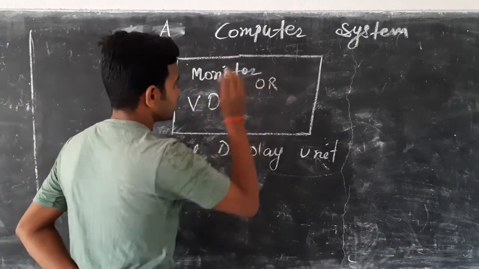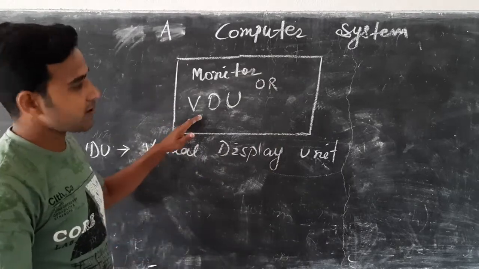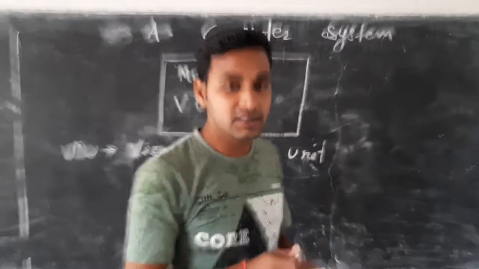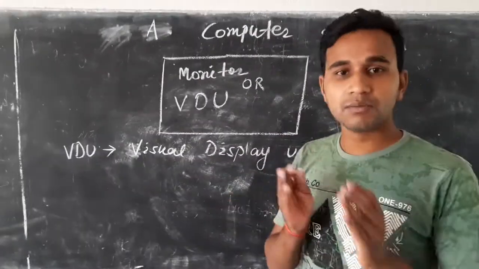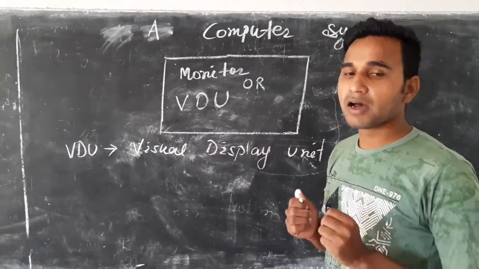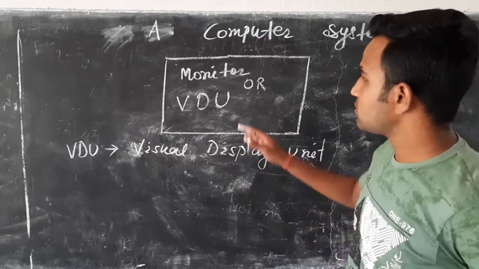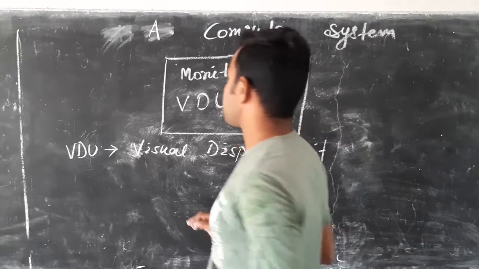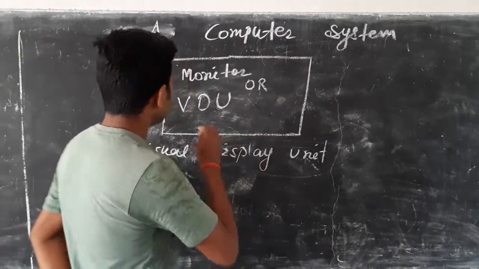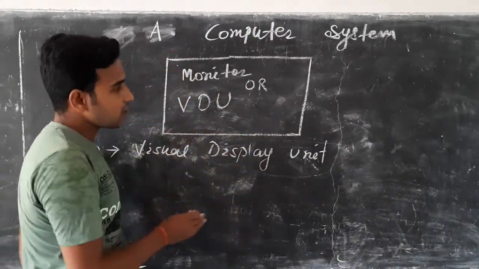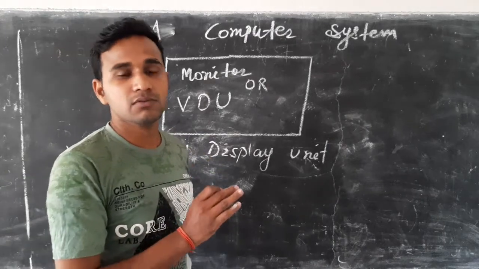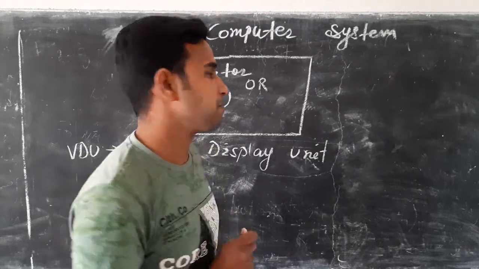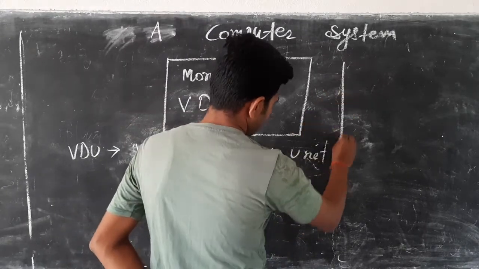Next, this is the output device. It means our computer has three parts: first input, second output, and third processing. So this is the output device. When this is the monitor, it displays all things related to your work, documents and presentations of your computer system.